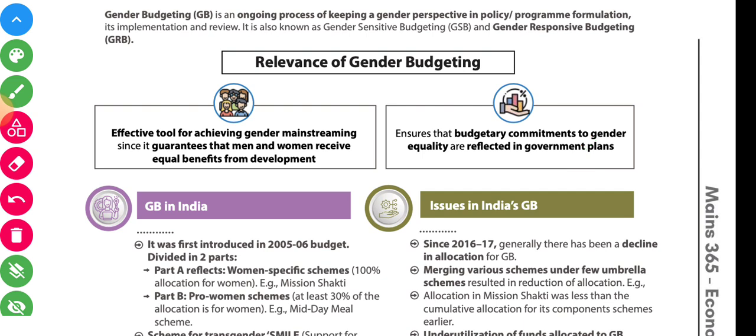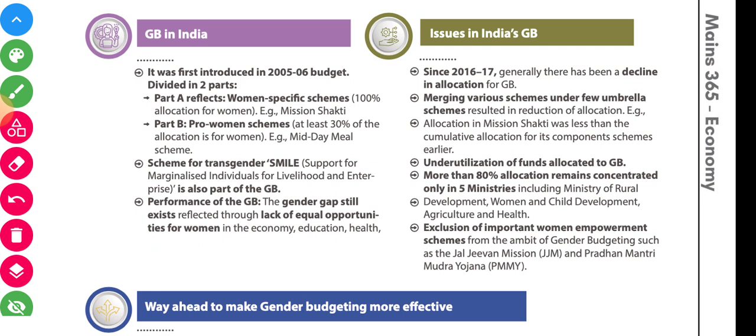So gender budgeting in India. It was first introduced in the 2005-6 budget and implemented in 2022-23. The budget is divided into two parts. Part A reflects women specific schemes, with 100% allocation for women, for example, Mission Shakti. Part B covers pro women schemes, where at least 30% of the allocation is for women, for example, the midday meal scheme.